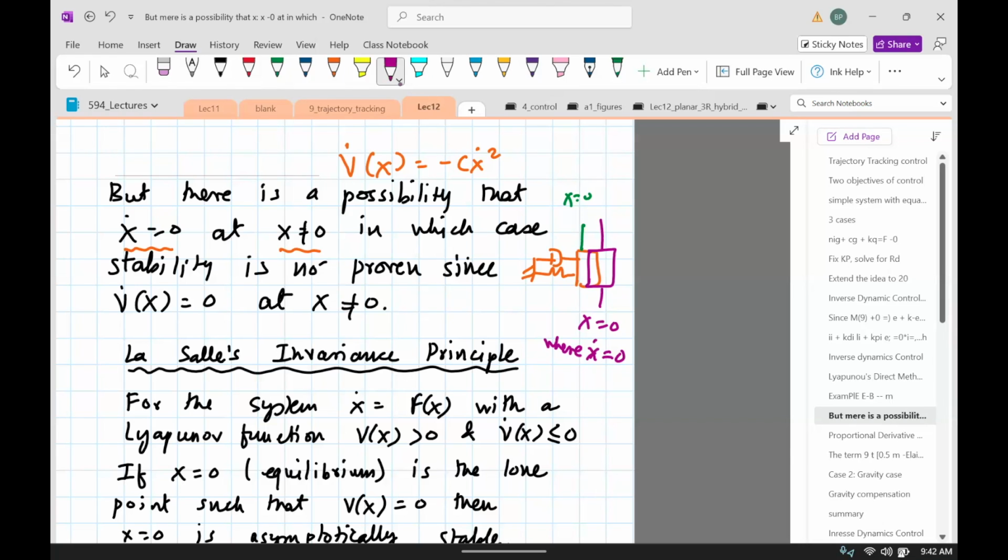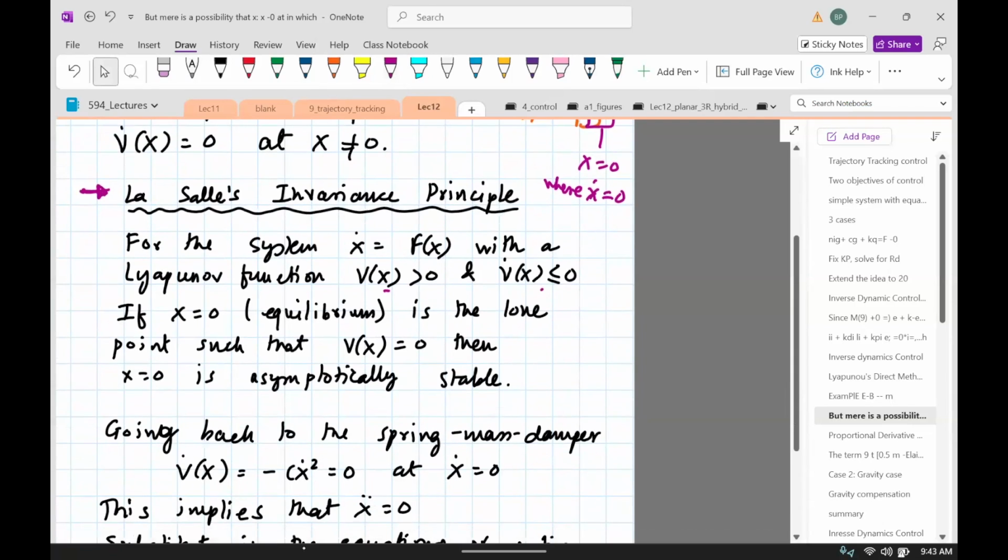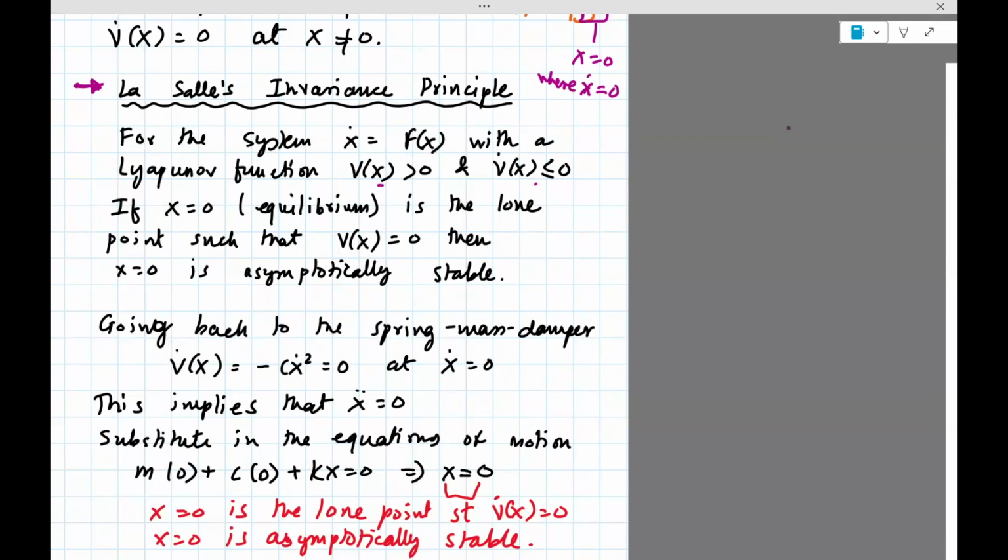So for this, it is not proven. There's something called LaSalle's invariance, which states that if x dot equals f of x with a Lyapunov function V of x and V dot of x less than or equal to 0, the same conditions which we saw for this example, and if x equals 0 is the lone point such that V dot of x equals 0, then x equals 0 is asymptotically stable. The best way to illustrate that is through this example.